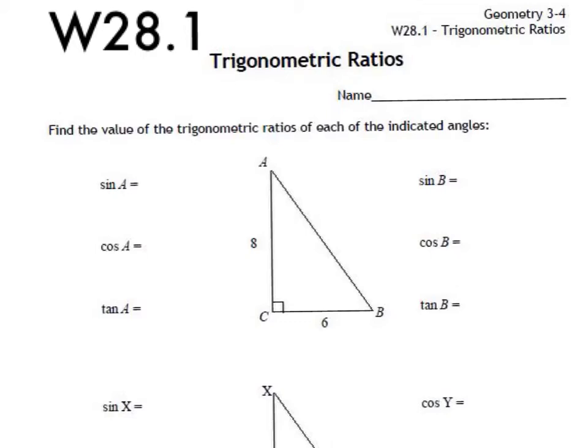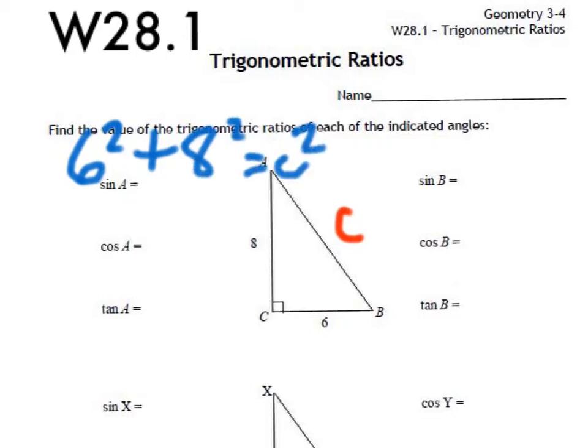Our goal in this worksheet is to find the value of each of the trig ratios indicated. In this first problem, we'll get started by finding the value of the hypotenuse C here. We need to find the value of C so that we can use it to find some of the other trig ratios. So to do that, we'll use the Pythagorean theorem. We have 6 squared plus 8 squared equals C squared, and we end up getting C equals 10.